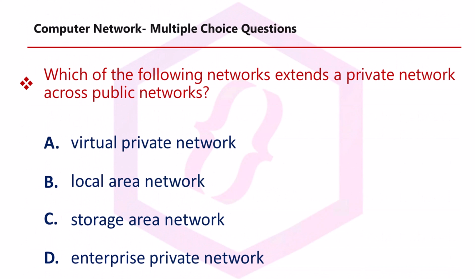Which of the following networks extend a private network across public networks? Option A, virtual private network. Option B, local area network. Option C, storage area network. Option D, enterprise private network. And the correct answer is option A, virtual private network.